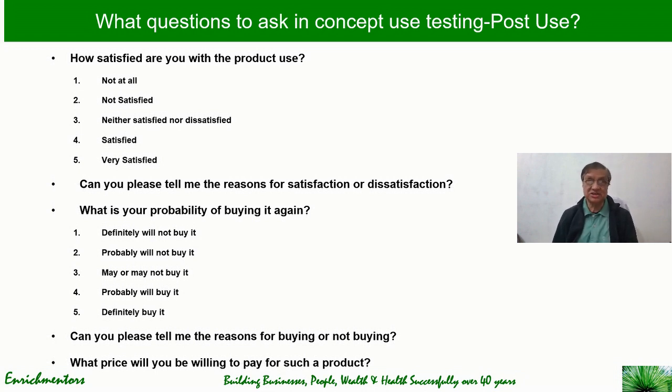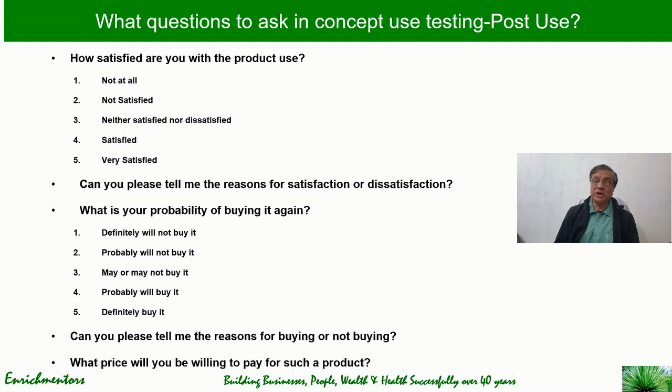And again, the reasons. The reasons are the gold mine, because if your product is not liked, you will know why they have not liked it. If they liked it, you will know why they are satisfied with the product, and that gives you a lot of insights into what to improve and what to keep. The third question is: what is the probability of buying it again? Again a 5 point scale similar to last time, and again the reasons for buying or not buying. And finally, the price you'd be willing to pay for such a product.